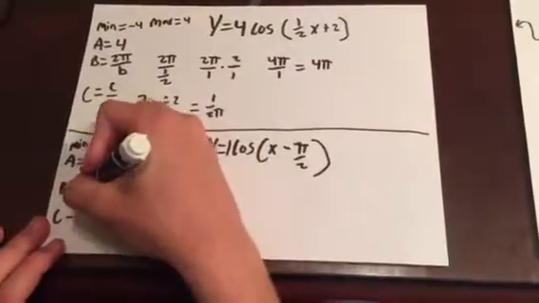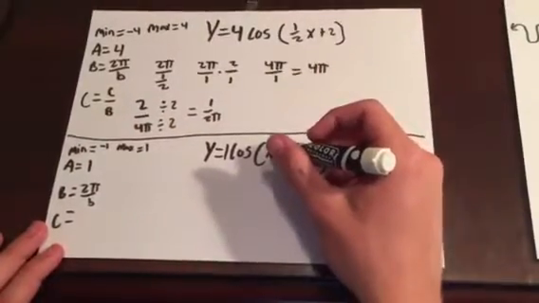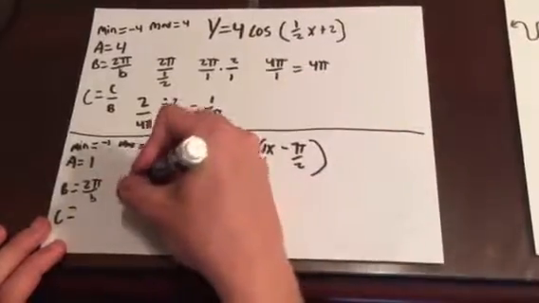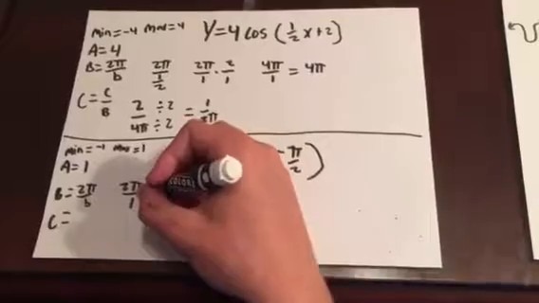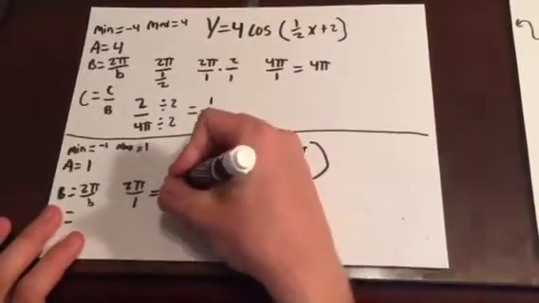Our period, same formula, 2 pi over b. Our b in this case is x, but there's a 1 in front of our x, we just don't see it, so our 2 pi, put that over 1. And we know that when we have a fraction over 1, it's always our numerator. So 2 pi is our answer.